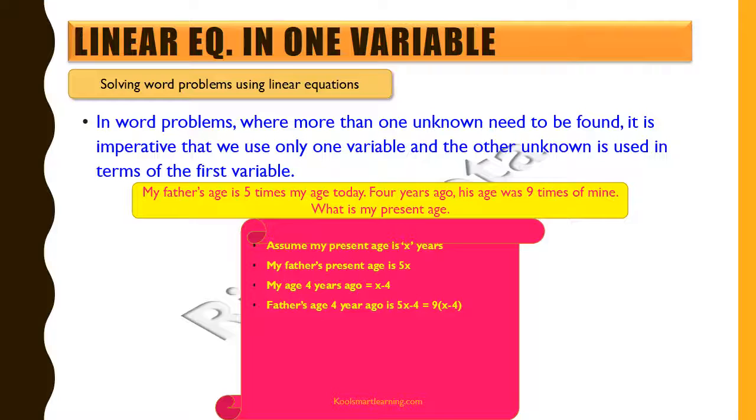So 5x minus 4 becomes equal to 9 times x minus 4. Solving this for x, we get 5x minus 4 is equal to 9x minus 36. We say 5x minus 9x is equal to minus 36 plus 4, which makes it minus 4x is equal to minus 32. x is equal to 8 years. So my current age is 8 years and my father's current age would be 40 years.